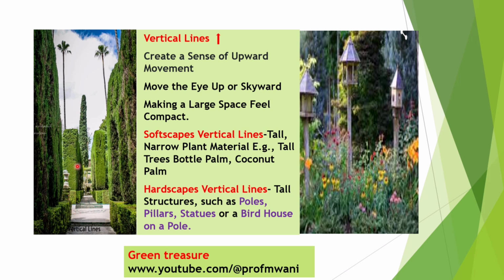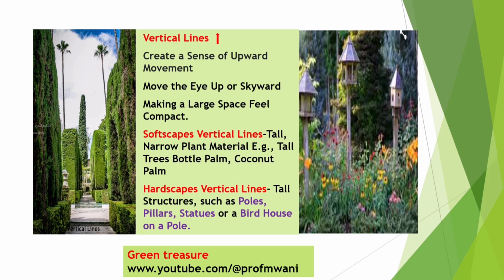That is softscape vertical lines, or there can be hardscape vertical lines, which can be tall structures such as poles, pillars, statues, a bird house on a pole. So these are hardscape vertical lines that will take your eye up. They are used in such gardens where you have to give a space so that a large space can feel compact.